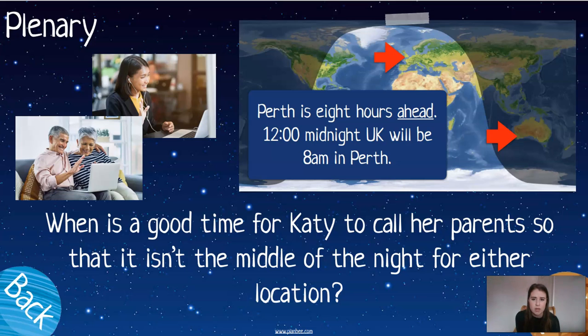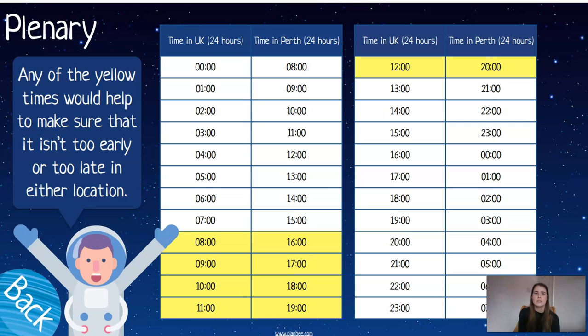Okay, so I would like you to sit and think. When would be a good time for Katie to call her parents so that it isn't the middle of the night for either location? You will need to pick an appropriate time for us in the UK and add 8 hours to that to see whether that would be an appropriate time to then be contacting them in Perth. Okay. So any of the yellow times here would help make sure that it isn't too early or too late. As you can see, there are multiple different times. If we were to start at 8 o'clock in the morning, we'd be starting off at 4 p.m. in the afternoon in Perth.